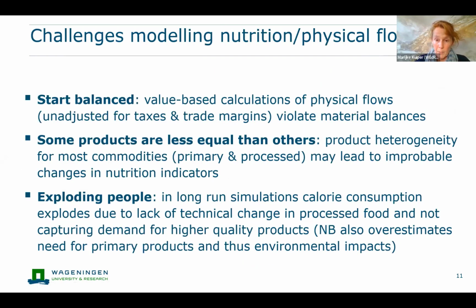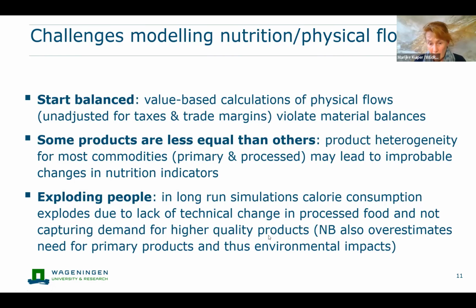So to recap: start balanced. Make sure that in your base data you already have a material balance that matches. Somehow deal with heterogeneity. I don't think that's a perfect solution, but at least be aware of it and make some adjustments if you see basic problems there. And with the exploding people, we really have to work on the technical change in processed food. We haven't got around to doing that really well.